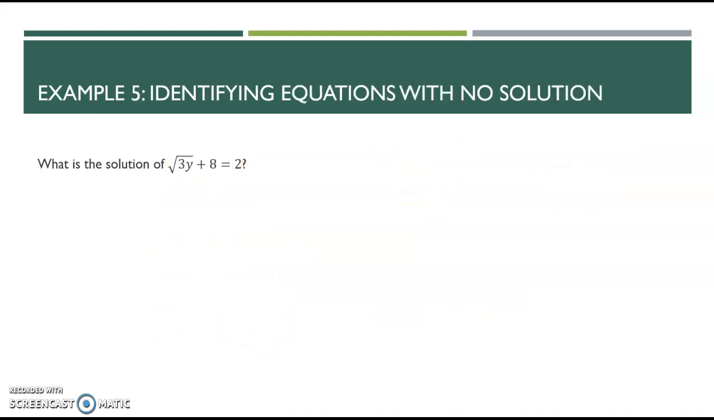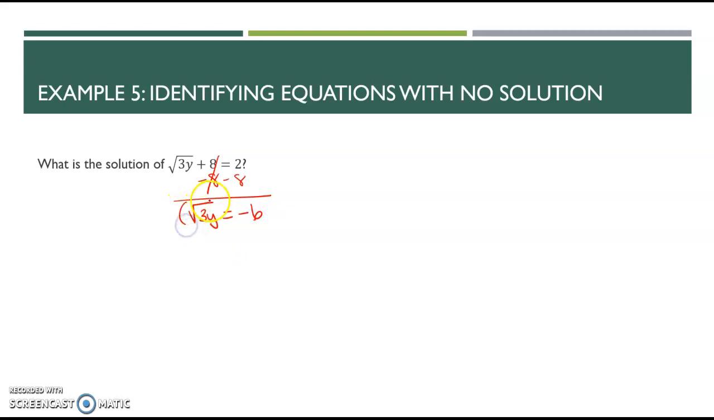All right, last example. We're going to identify equations with no solution. So we're going about this. I'm telling you it has no solution just in the title, but how do you know if you have no solutions? So we're going to go about solving this like normal. So we're going to subtract 8 from both sides because I need to get that square root by itself before I can square. So I have the square root of 3y equals a negative 6.